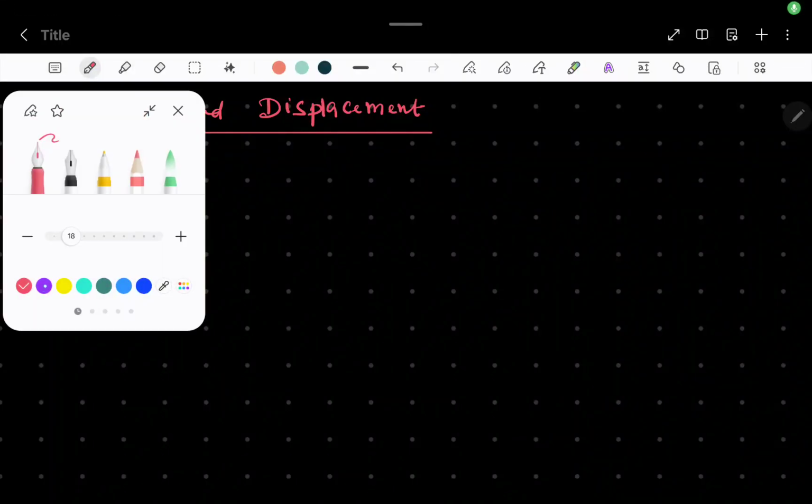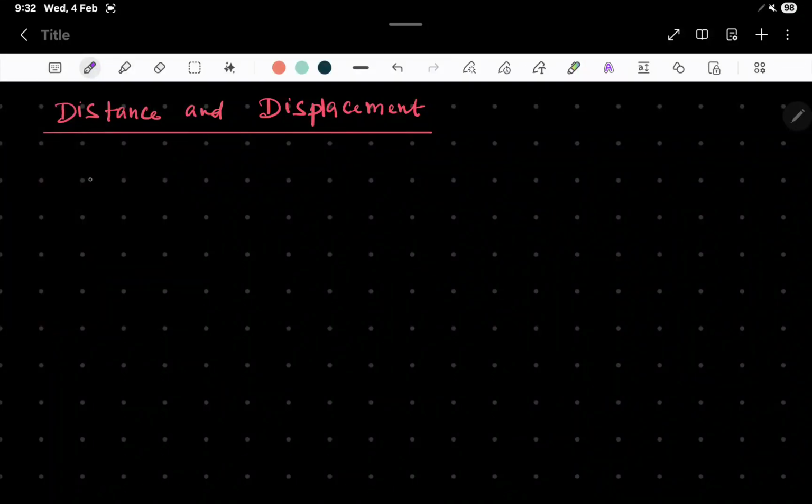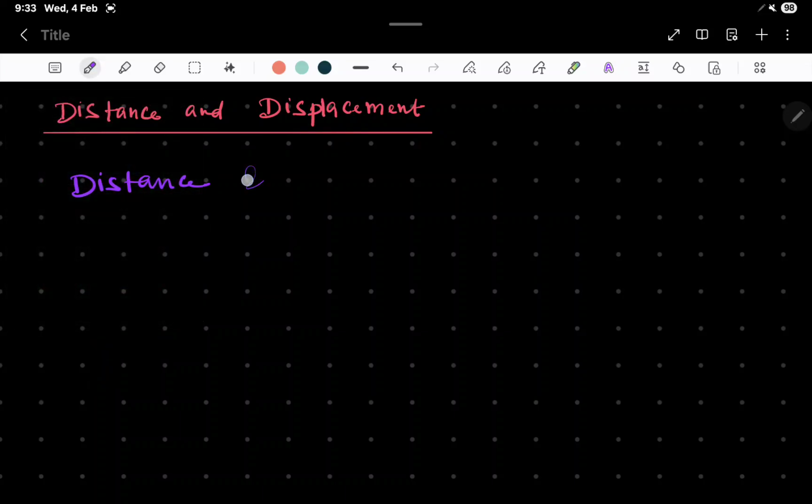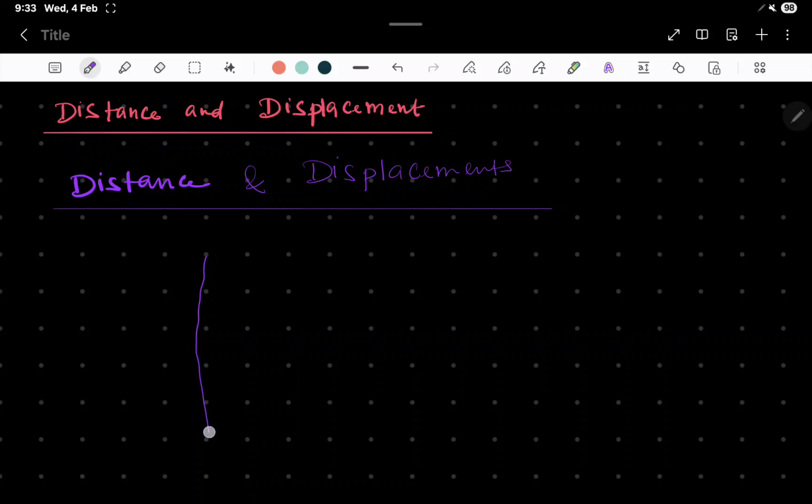The next term is distance. Let's try to understand these two terms, distance and displacement, simultaneously. Distance and displacement are two simple terms which we can know very easily. Just try to understand.